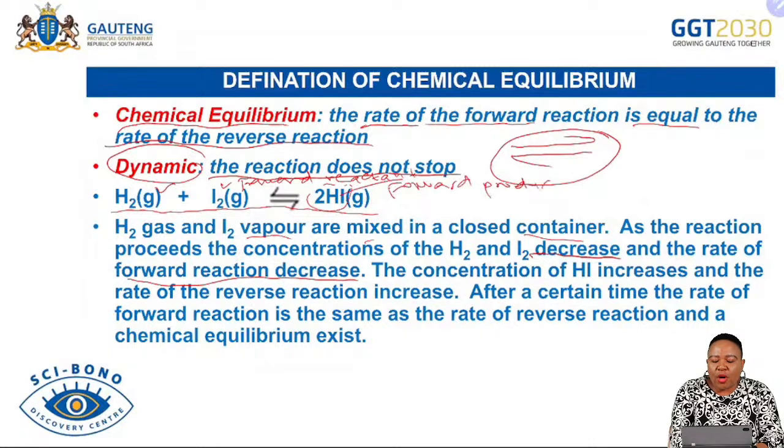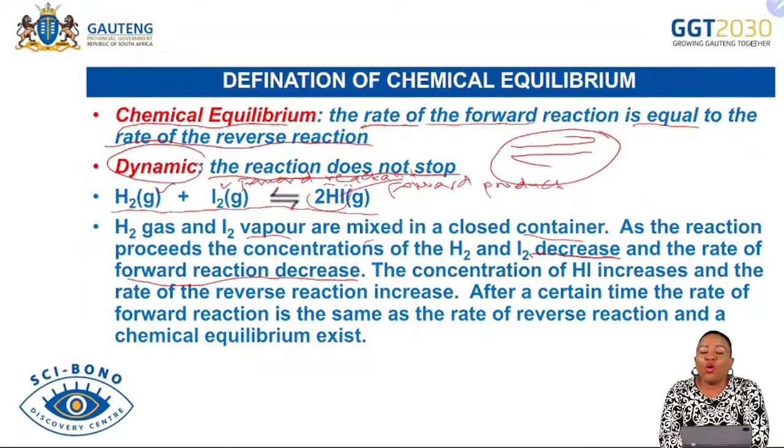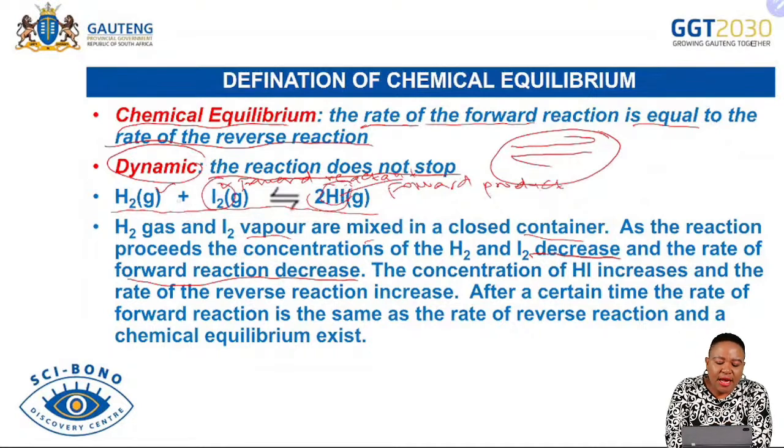Because as these two are reacting, they are going to form what? Hydrogen iodide. So hydrogen and iodine are forward reactants, and hydrogen iodide is our forward product. Then hydrogen iodide is going to be our reverse reactant, because remember, it is now going to decompose and form what? Hydrogen and iodine.